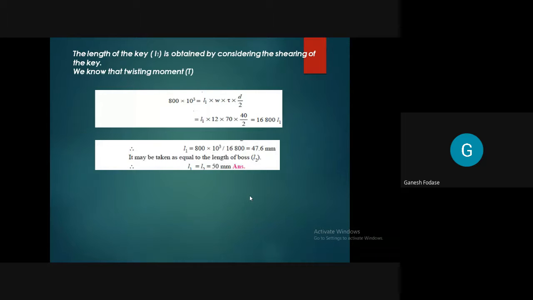Okay, so L1 we need to find out is how much? 47.6 mm. We take it approximately equal to the length of the boss, that is L2 also, and approximately we take both values, the length of the boss and the length of the key, approximately equal to 50 mm. So we get two things from this. One is the length of the key, and the second thing what you find out?